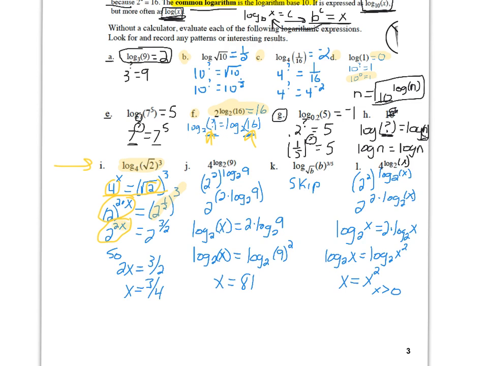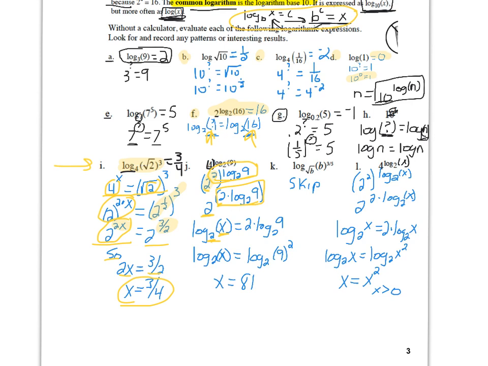So now this exponent over here has to equal this exponent in order for the left side to equal the right side. So that 2x has to equal 3/2. Multiply both sides by 1/2. And x comes out to be 3/4. We really don't want to say x is 3/4. We want to say the log base 4 of the square root of 2 raised to the third power equals 3/4.